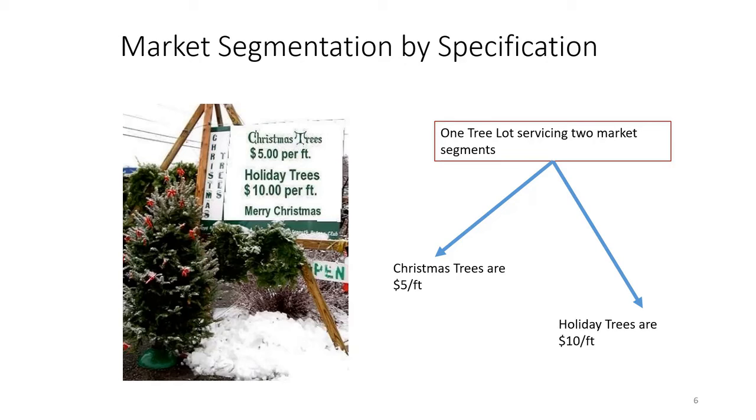Now, obviously, the trees all come from the same grower, but because they're labeled differently and because customers have different requirements for the trees they buy, the dynamics of each segment are different. And so the seller is able to price the trees for each market segment. I do not know if an actual tree lot like this exists anywhere.